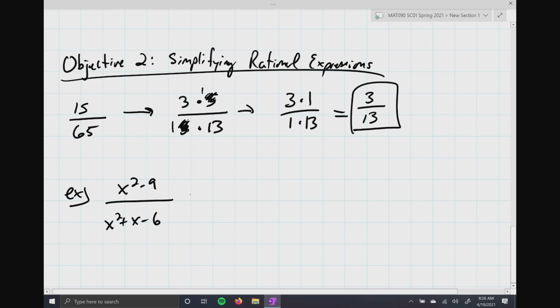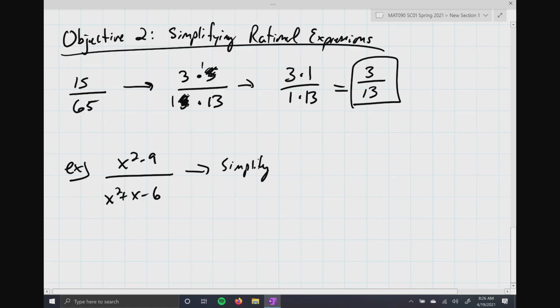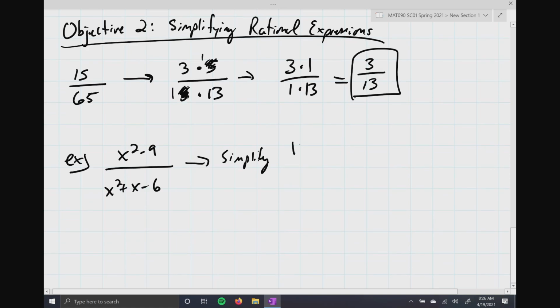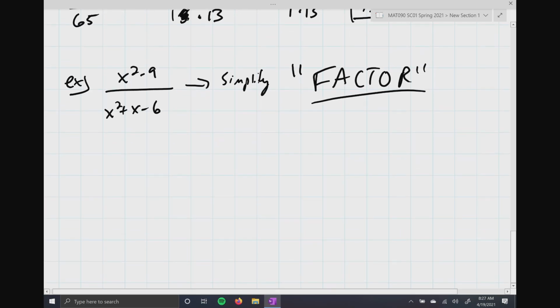So if I asked you to simplify, which means to reduce, in order for you to do this, you got to know how to factor. You got to know how to factor. This entire chapter, we're factoring all over again. Because we already learned it, I'm going to speed up the factoring process a little bit. In the numerator, difference of squares: x plus 3, x minus 3. Denominator, trinomial with a 1 out front.